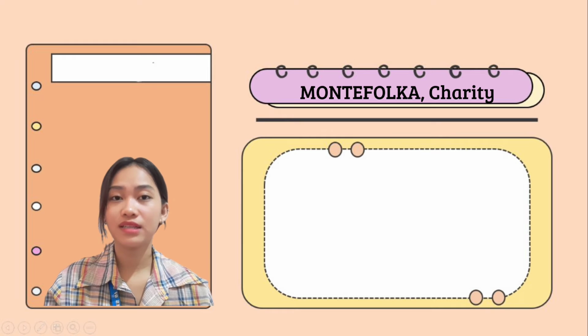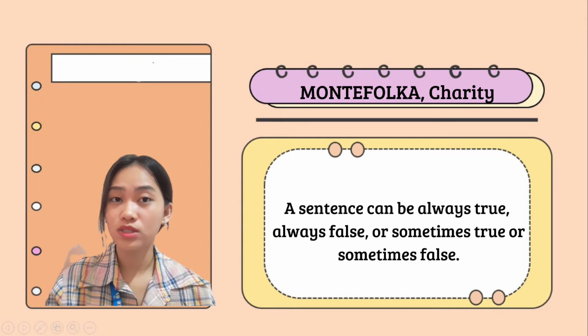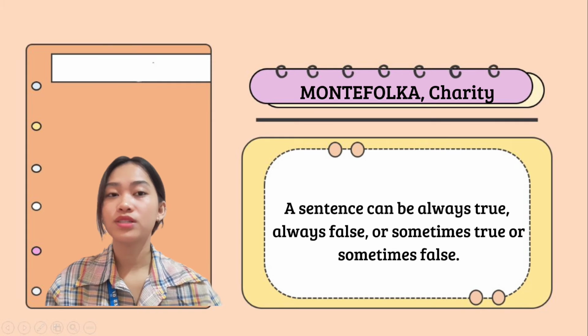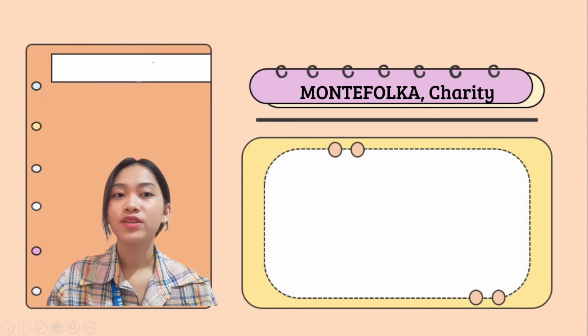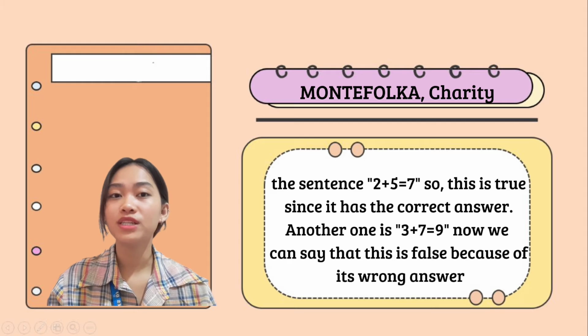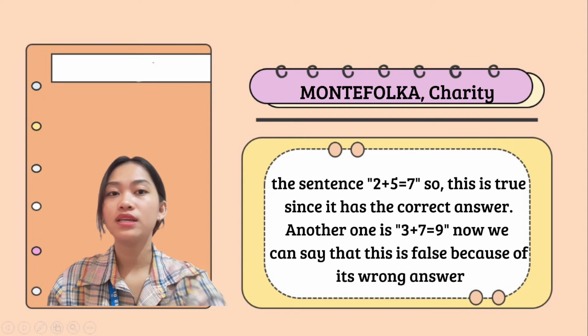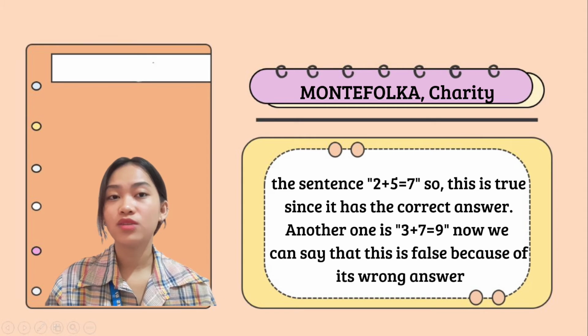Next is the mathematical sentence. By the way, a sentence can be always true, always false, or sometimes true or sometimes false. For example, the sentence 2 plus 5 equals 7. This is true since it has the correct answer. Another one is 3 plus 7 equals 9. Now we can say that this is false because of its wrong answer.